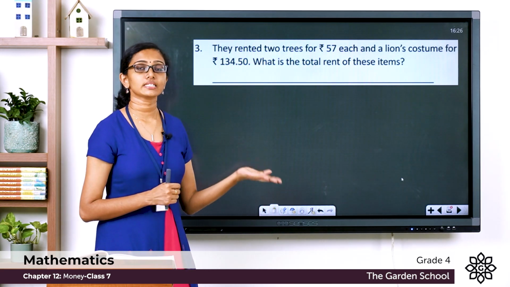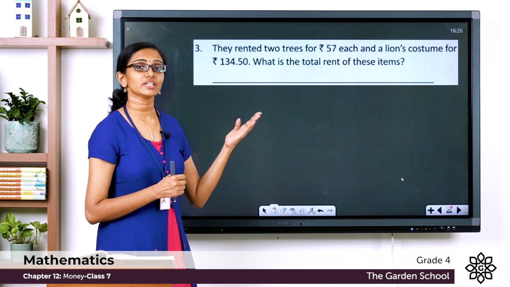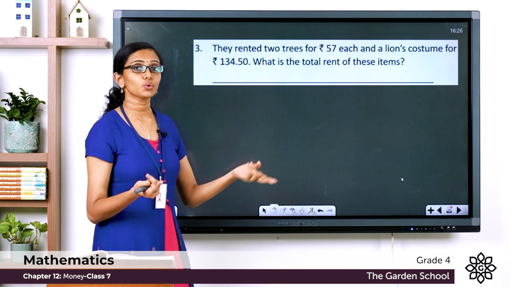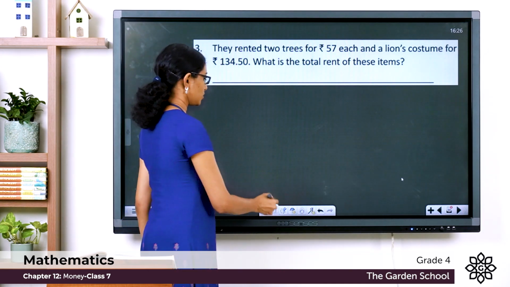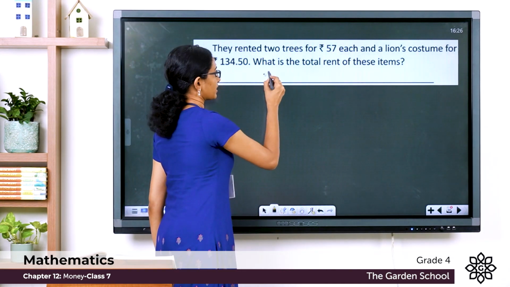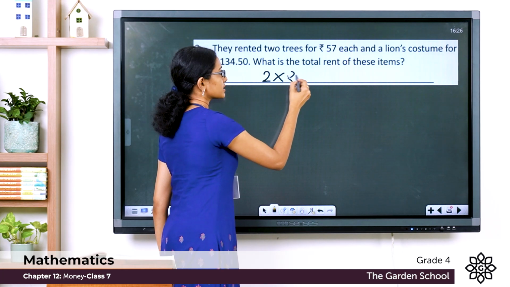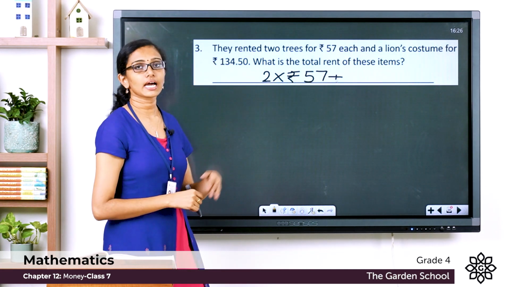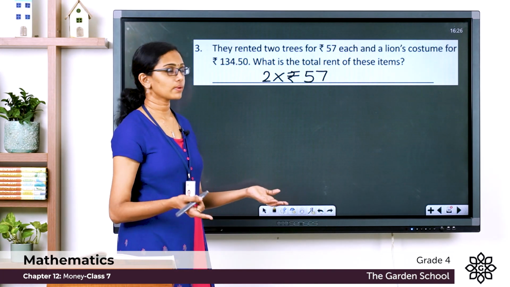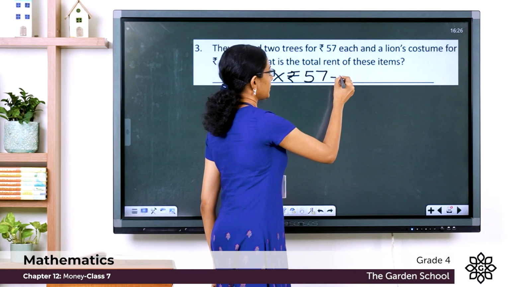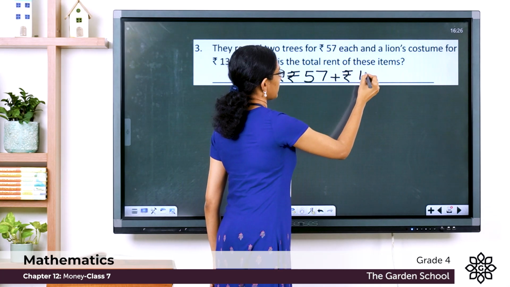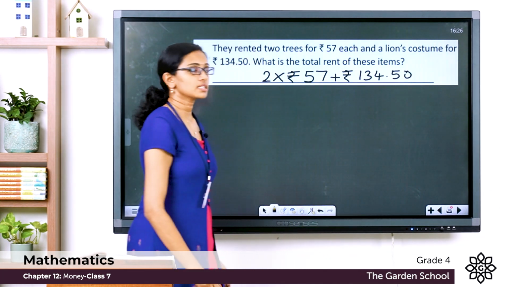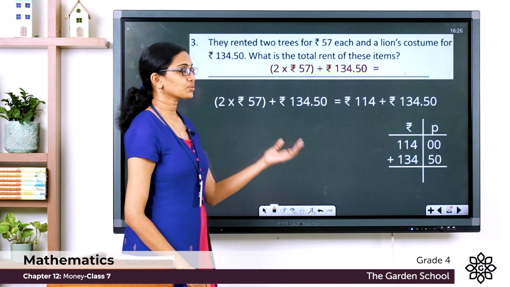See, they rented 2 trees. The rent of each of these trees is 57 rupee. So, the rent of 2 trees will be equal to 2 into 57 rupee. So, 2 into 57 rupee plus the rent of the lion's costume, which is equal to 134 rupee 50 paise. So, what is the total rent? Let's do the addition.